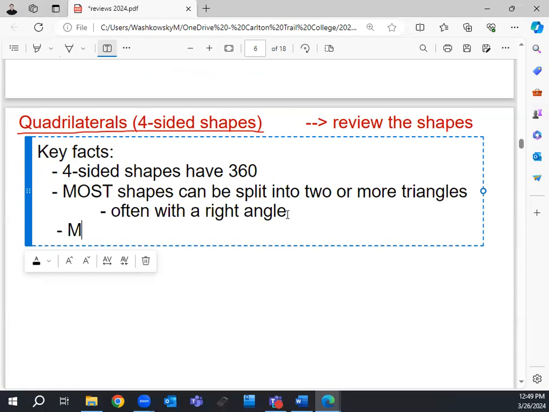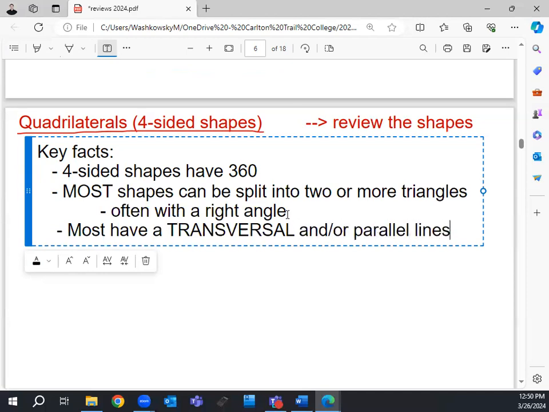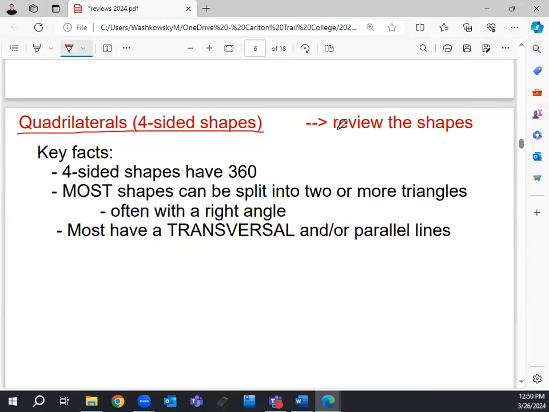And finally, most have a transversal, which I will explain in a second, and or parallel lines. And again, I recommend you review the shapes because all shapes have different properties. I won't be going over every single shape here. I'm just telling you now, go to your workbook, spend 5 minutes, look at the shapes. I would not be shocked to see a rhombus or a trapezoid pop into your final exam. It's probably not going to be a rectangle. It's probably going to be something like that.